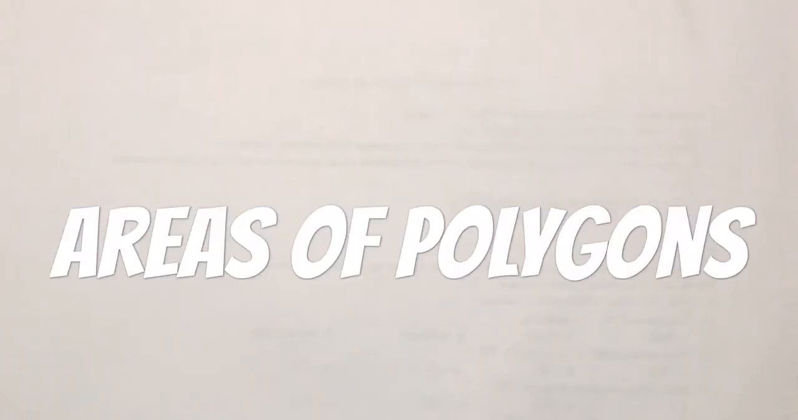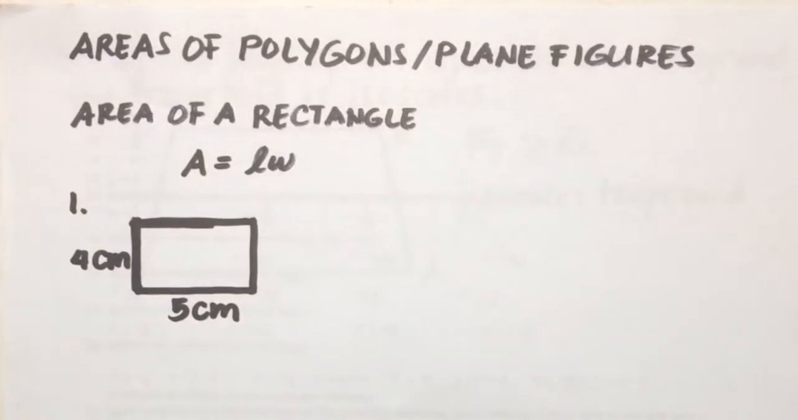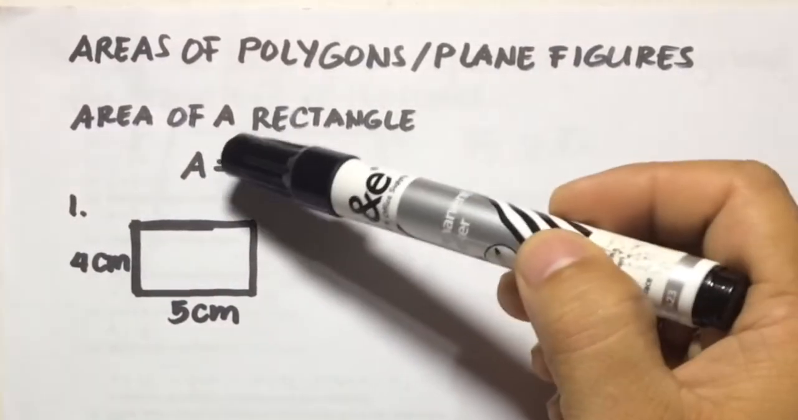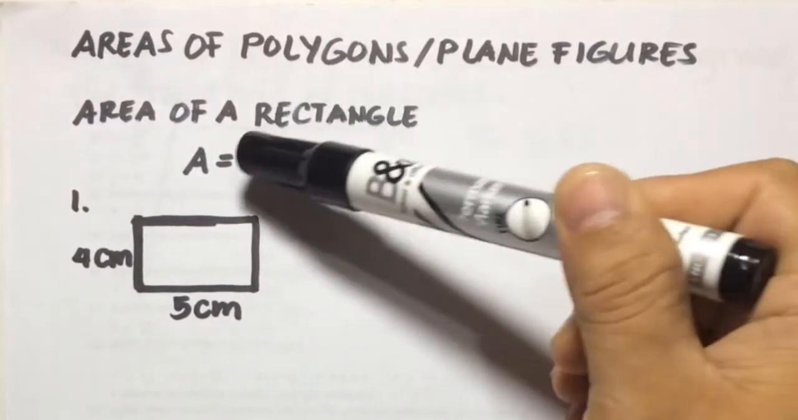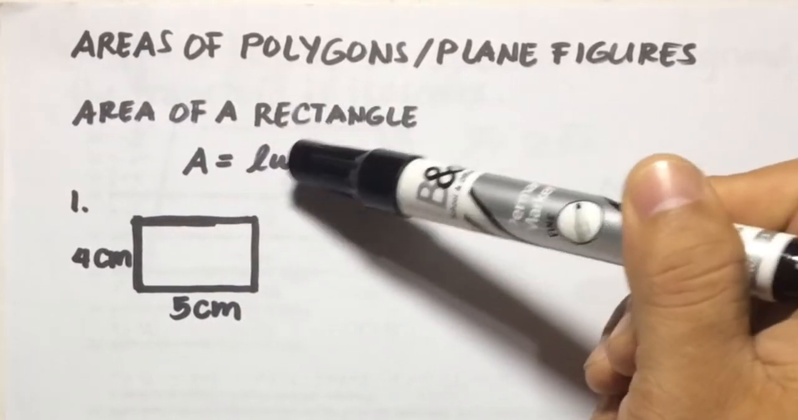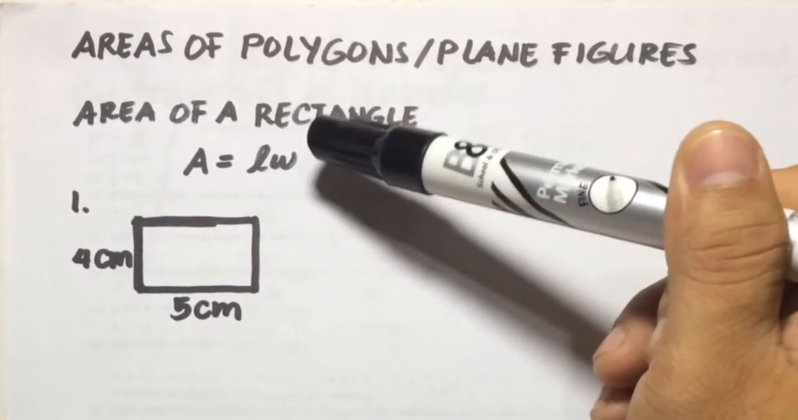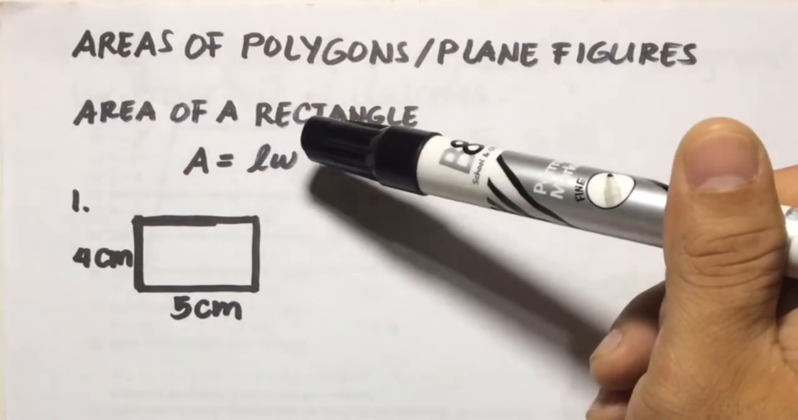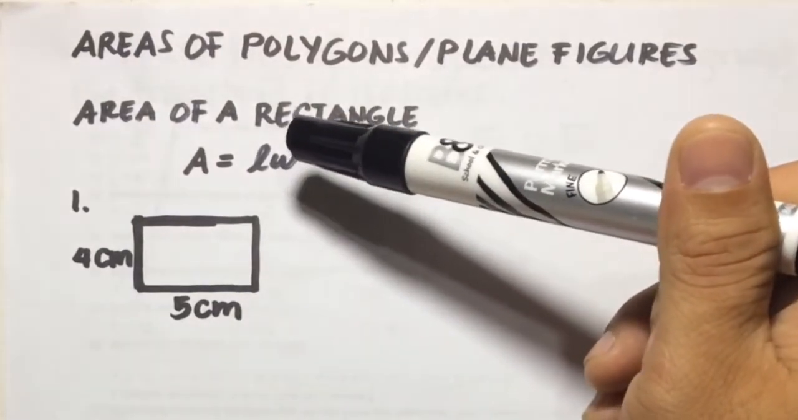Hi guys! My video for today is about areas of polygons. Let's have first the area of a rectangle. So area of a rectangle is given by A, which stands for area, equals L times W, or LW. L is for length and W is for width.